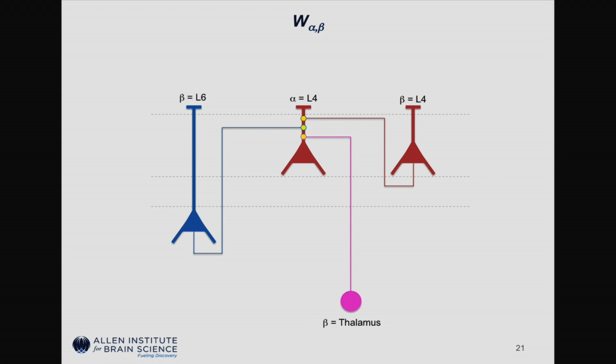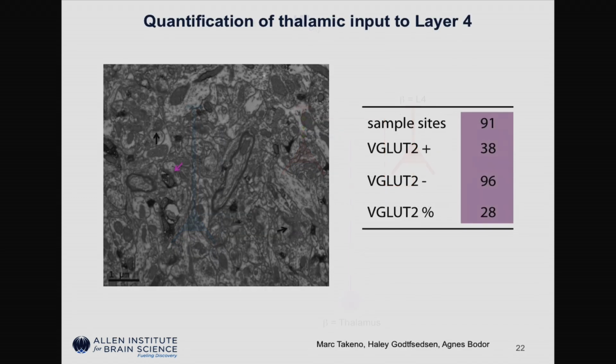The example that I'm going to use, in layer 4 of mouse visual cortex, is the input from the thalamus. So we have labeled the thalamic input with an antibody, which allows the thalamic boutons to be black at the electron microscope. Then we just count how many synapses are formed by boutons that are black and how many synapses are formed by boutons that are not black.